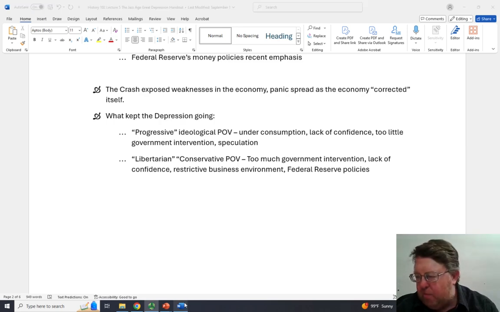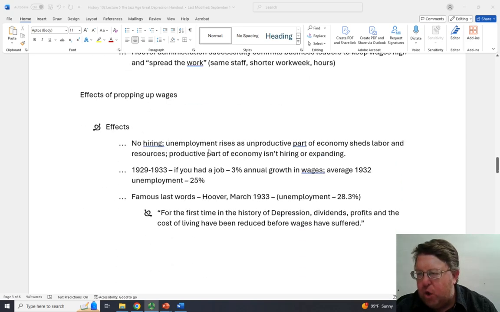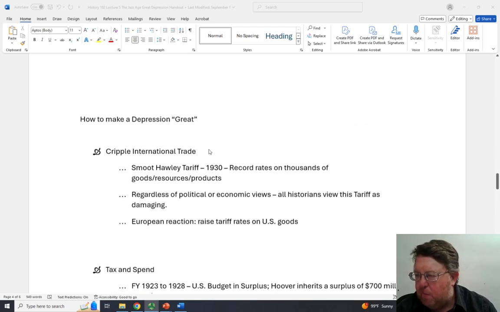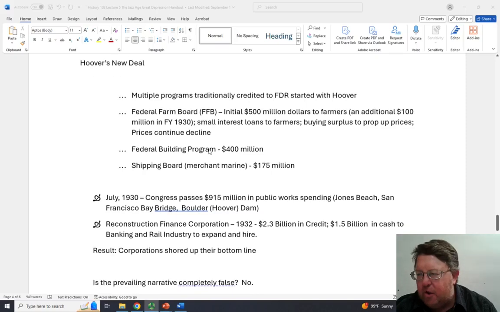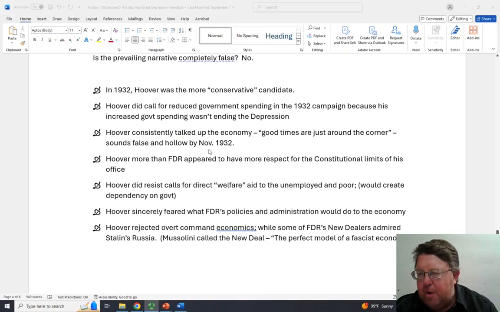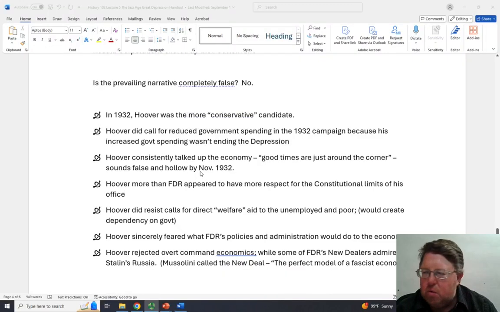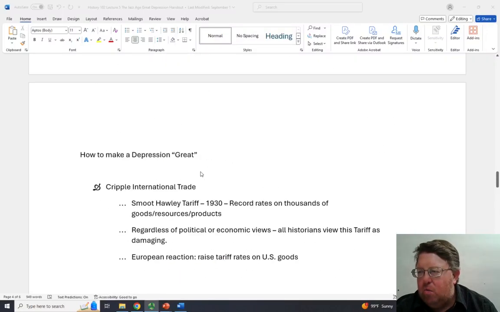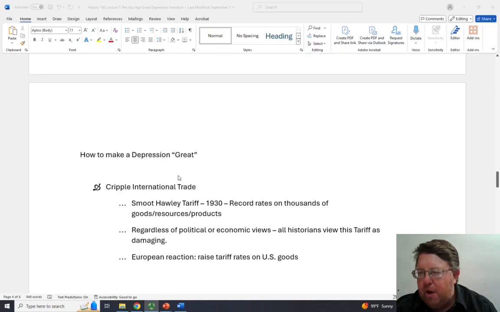And so there's that. And then, Herbert Hoover. So you want to start with myths of Herbert Hoover and just work your way through discussing these things. Okay? And so just go down and talk about these different details. Hoover's New Deal. And you can mention this. Is the prevailing narrative completely false? Well, no. I mean, there's some validity to it, too. And these are some examples.